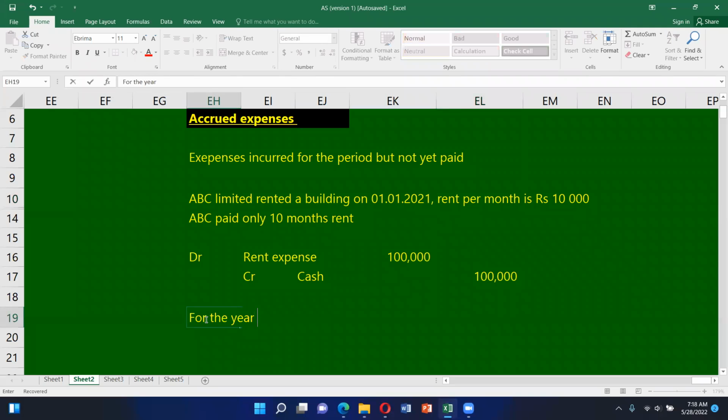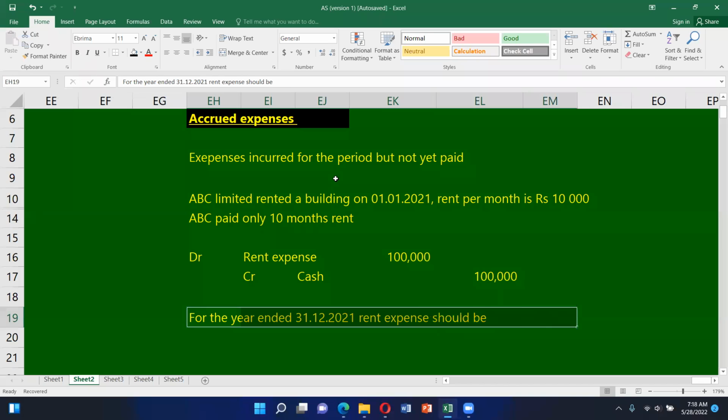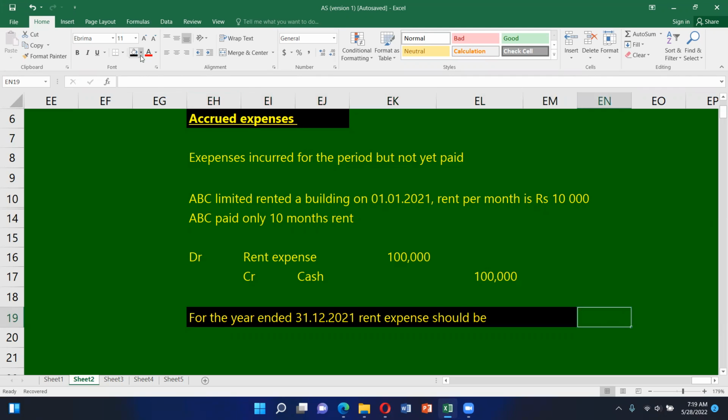For the year ended 31st December 2021, rent expense should be how much? I need an answer. You have done maths, haven't you? 10,000 per month. How much is the rent for the year? 120. Is it clear?